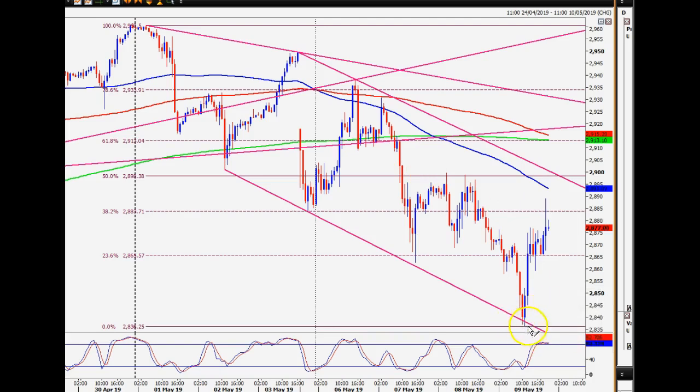Obviously, I hope you got out of any shorts down there. I'd already got out of my shorts, actually, just above 28.60. Living in Thailand, that was holding by the time I went to bed. So we've now rocketed back up.